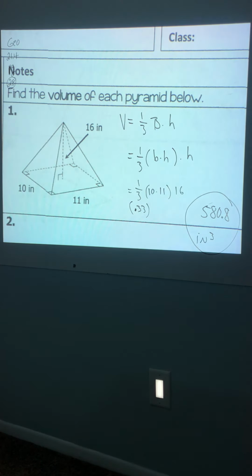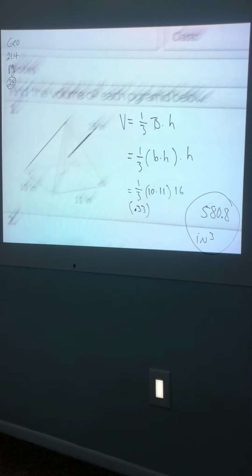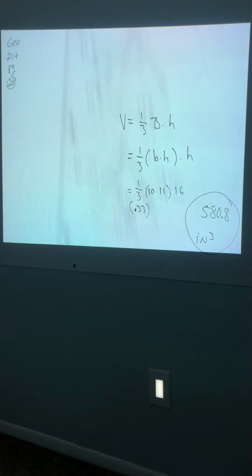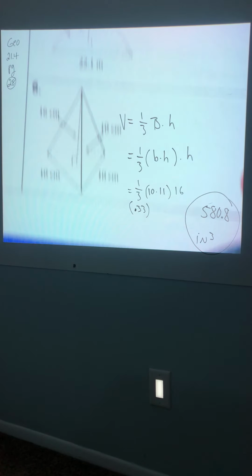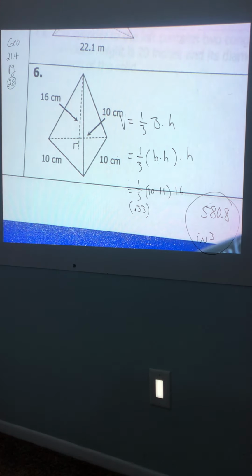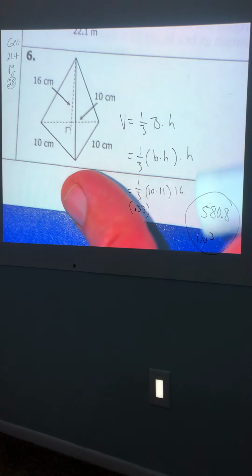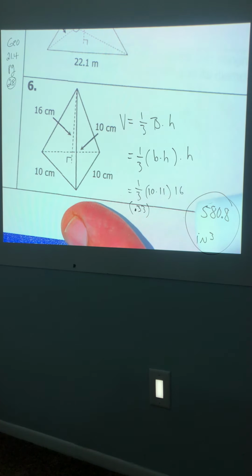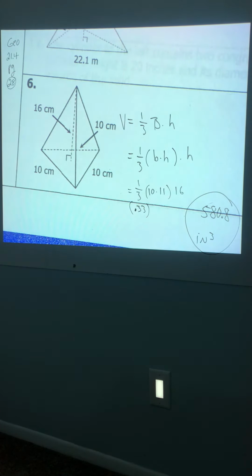Alright, let's try another one. Let's do one that's a little more complicated. Because I'm looking at you guys, and I hate to see you looking so bored. You're like, Mr. Mac, why did you pick such an easy problem? I know. So let me pick a different one here. We're going to skip to number 6.